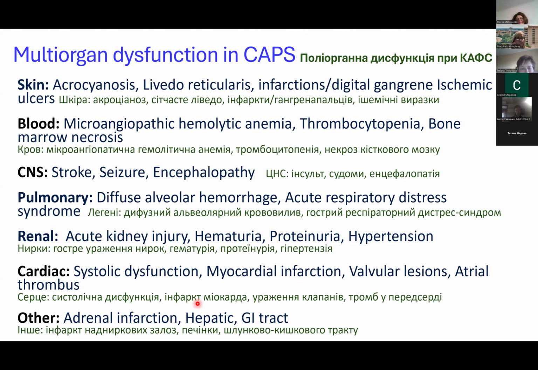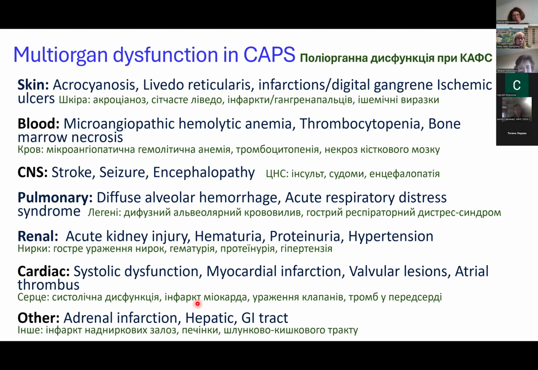That's a diagnosis of diffuse alveolar hemorrhage. Patients can also get acute kidney injury, hematuria, proteinuria, and usually associated with that, they'll get very high hypertension. So that sometimes can be the first indication that something's going wrong, as they develop difficult to control hypertension. Cardiac-wise, they can develop systolic dysfunction, myocardial infarctions, the valvular lesions we saw earlier, atrial thrombosis, and then you can basically infarct any other part of your body.